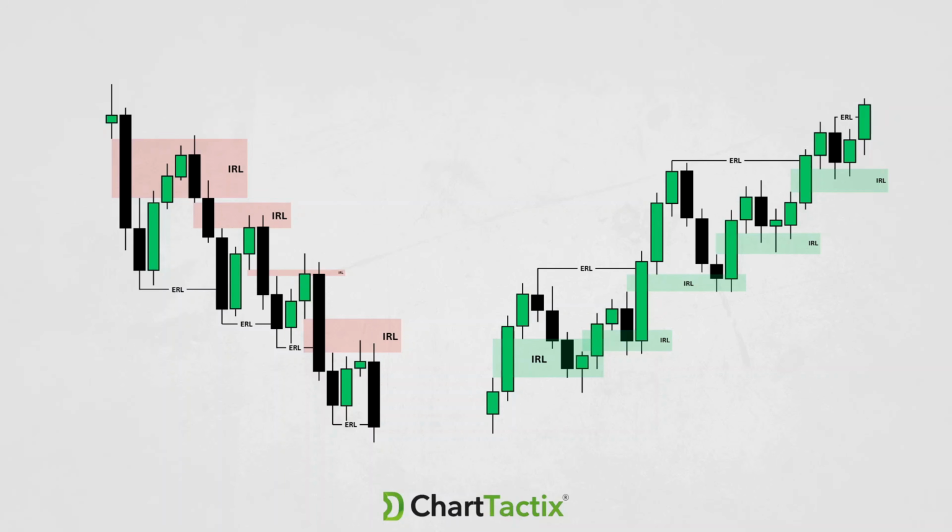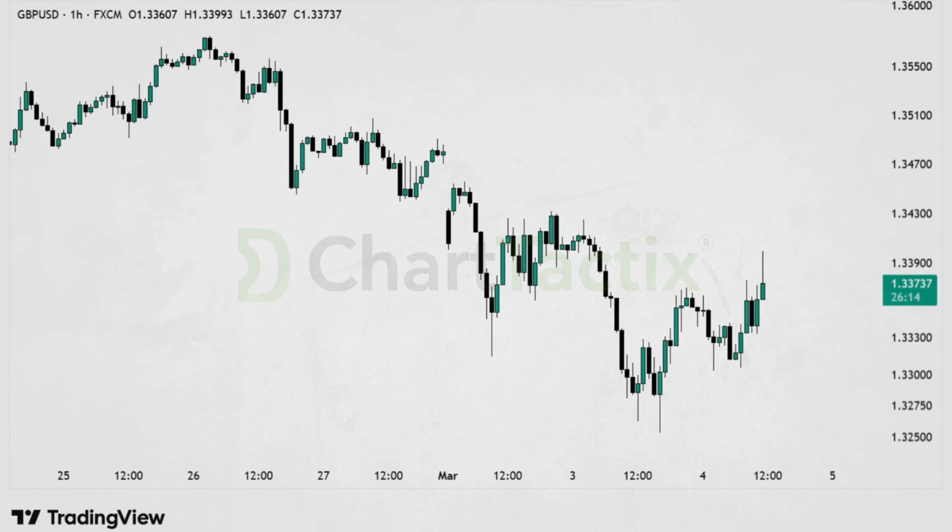Now, let's look at an example. So here we have the GBP USD 1 hour time frame. Here we can see the price is clearly in a bearish trend. Price has been giving us bearish market structure. Here we have the lower high, the lower low, the lower high, the lower low, the lower high, the lower low, the lower high, the lower low.